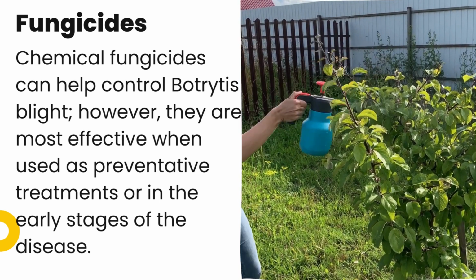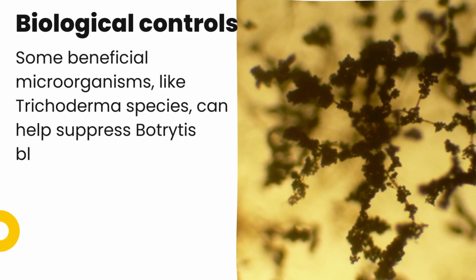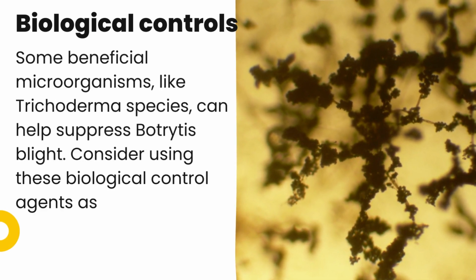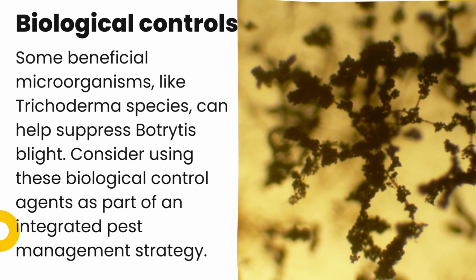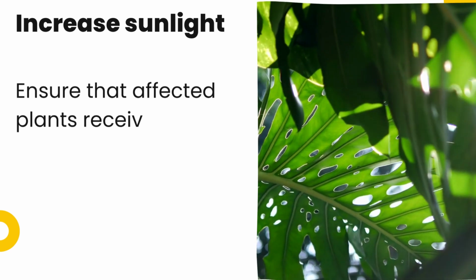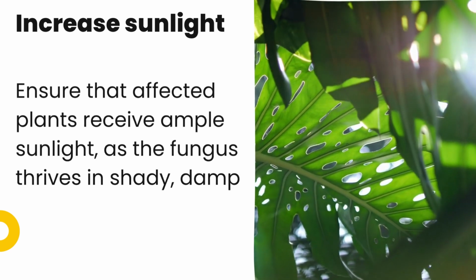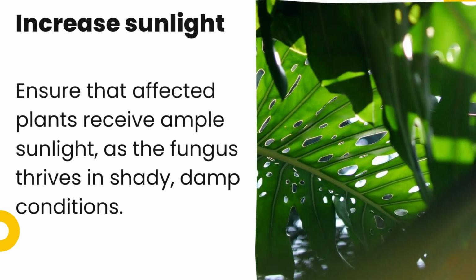Biological controls. Some beneficial microorganisms, like Trichoderma species, can help suppress Botrytis blight. Consider using these biological control agents as part of an integrated pest management strategy. Increase sunlight. Ensure that affected plants receive ample sunlight, as the fungus thrives in shady, damp conditions.